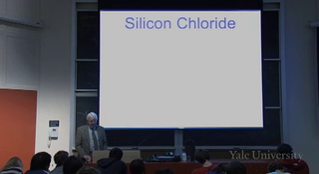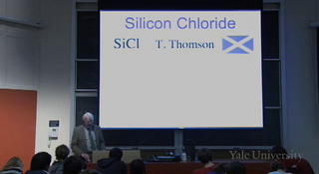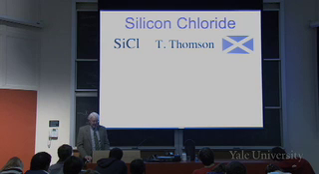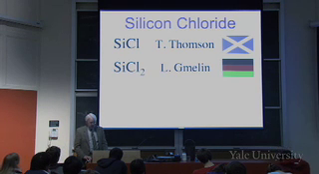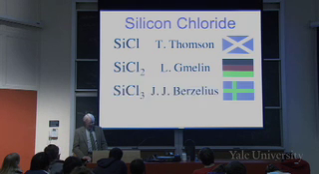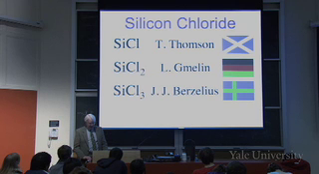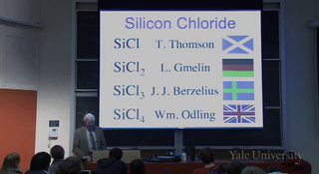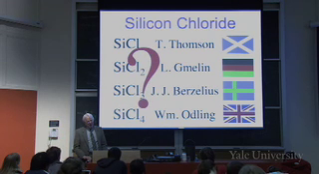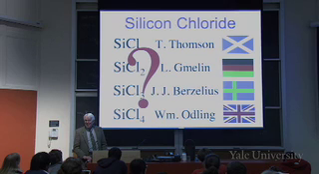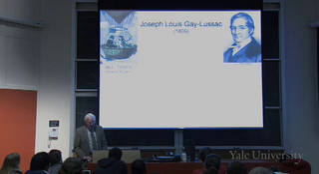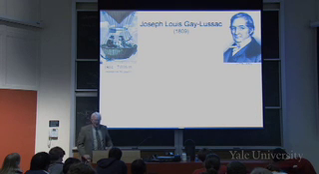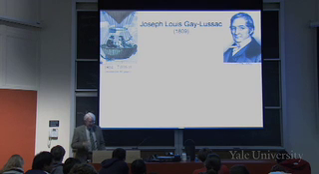And the question in silicon chloride, Thomas Thomson in Scotland thought it was SiCl. Gmelin in Germany thought it was SiCl2. Berzelius thought it was SiCl3. And Odling in England thought it was SiCl4, so you could have anything you wanted, right? So which one is it? How can you tell which one it is? That's the problem.